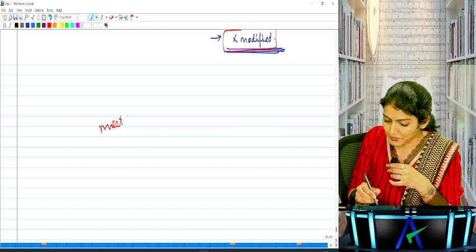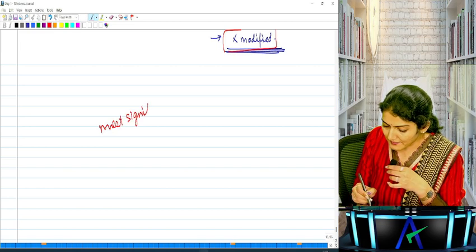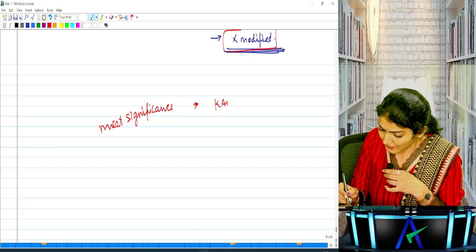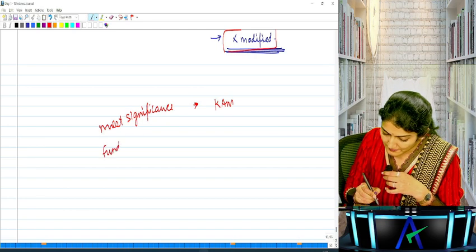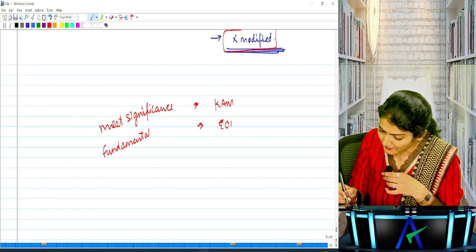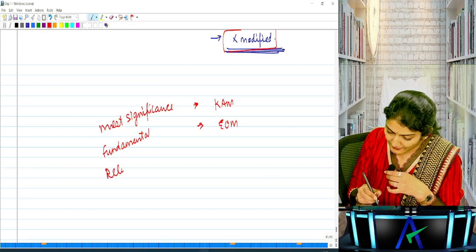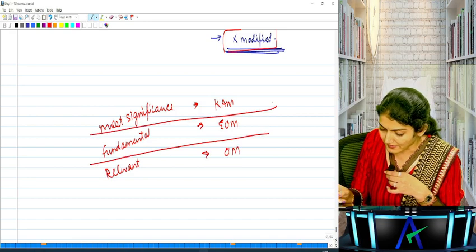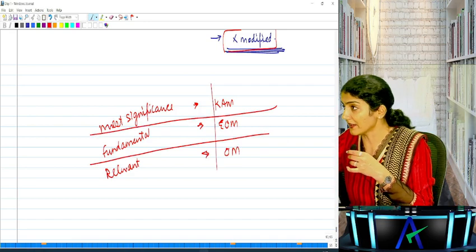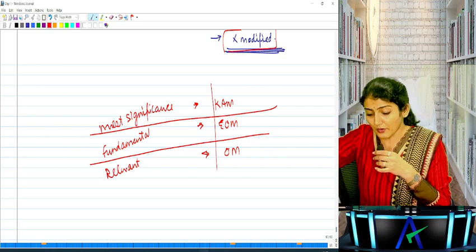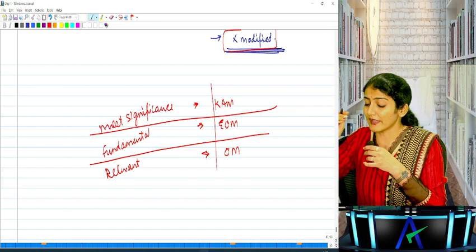Any matter which is of most significance in the audit of the financial statements, then key audit matter. Anything which is fundamental to the user's understanding, then emphasis of matter. And anything which is relevant to the user's understanding comes under the other matter paragraph. Is everybody able to understand so far? Okay, key audit matter, emphasis of matter, and other matter.